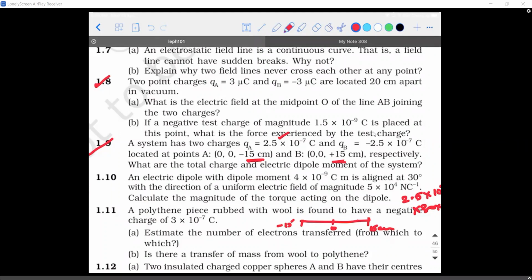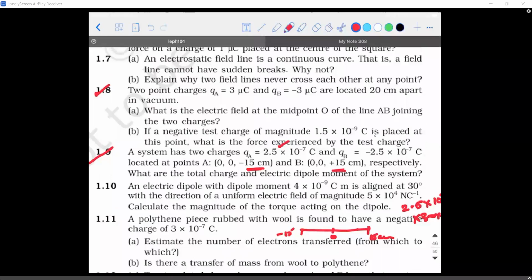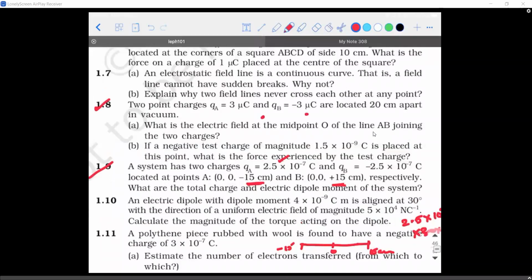So what is the answer, guys, for 1.8? QA and QB are like this, 3 microcoulomb and minus 3 microcoulomb. If I take a point O at the center, the electric field due to the positive charge will be to the right. The electric field due to the negative charge... but actually it should not be 0. Right? Let me solve it. Wait.